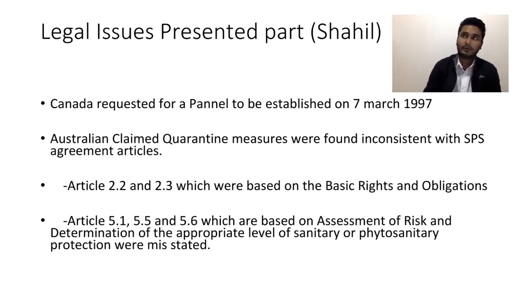So, and also the articles 2.2 and 2.3 is based on the basic rights and obligations, whereas the articles 5.1, 5.5, and 5.6 are based on the determination of the appropriate level of sanitary or phytosanitary protection. So that's my part. Thank you.